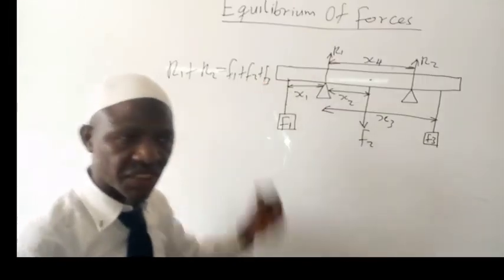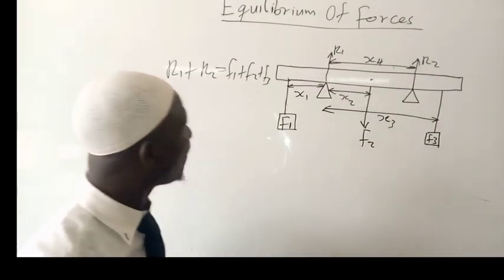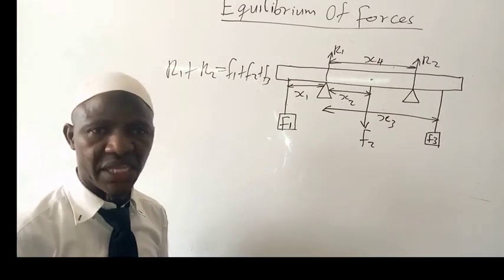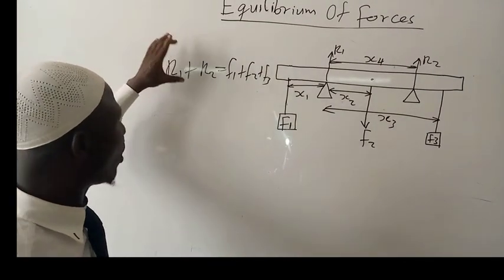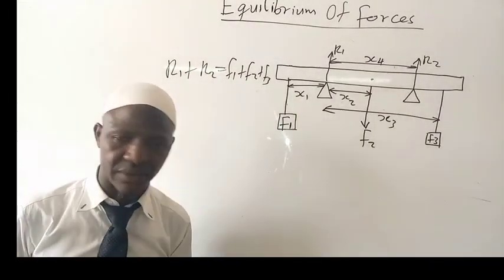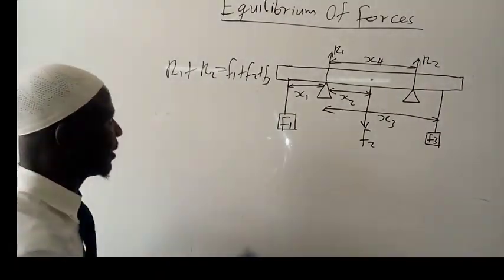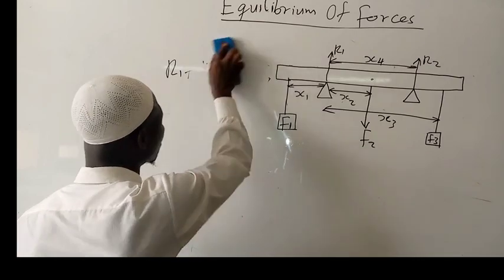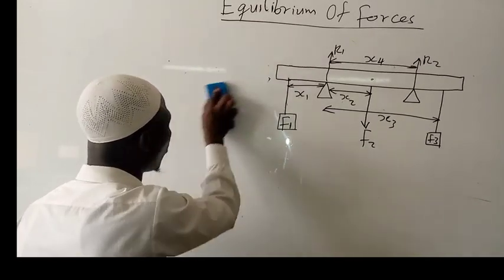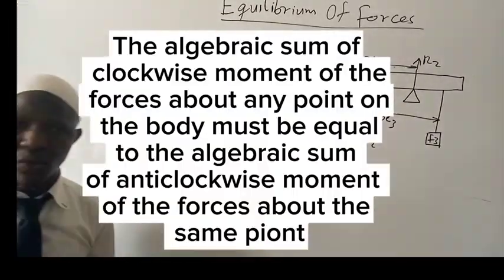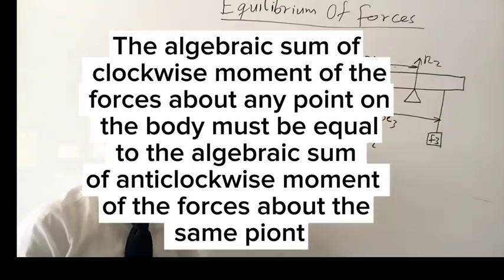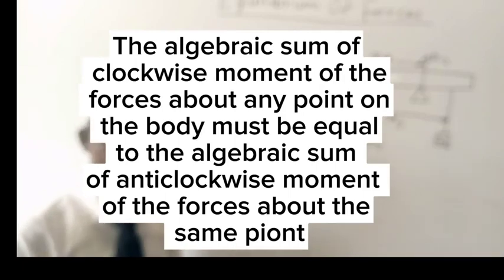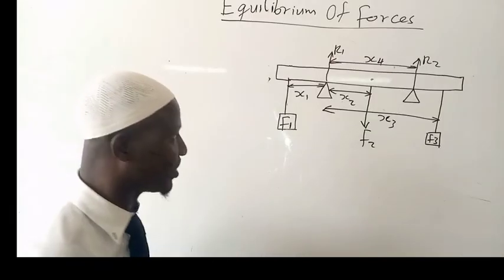And this is the first condition for parallel coplanar forces to be in equilibrium. That is, the sum of upward forces must be equal to the sum of downward forces. Then the second one says the algebraic sum of clockwise moments must be equal to the anti-clockwise moments. That one too is very easy to identify. What you just need to do is take your moment from one of the forces, especially the upward forces.